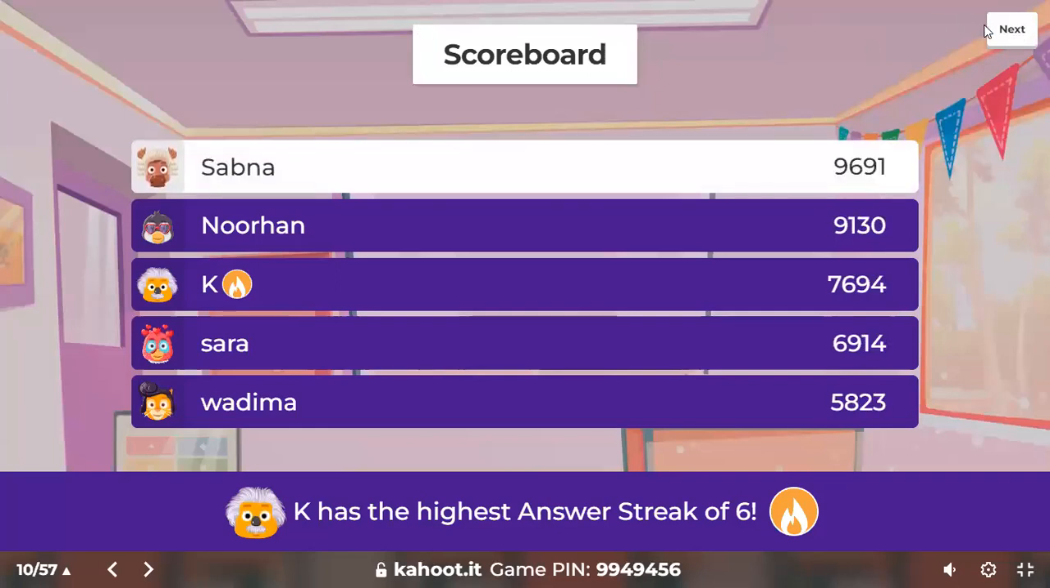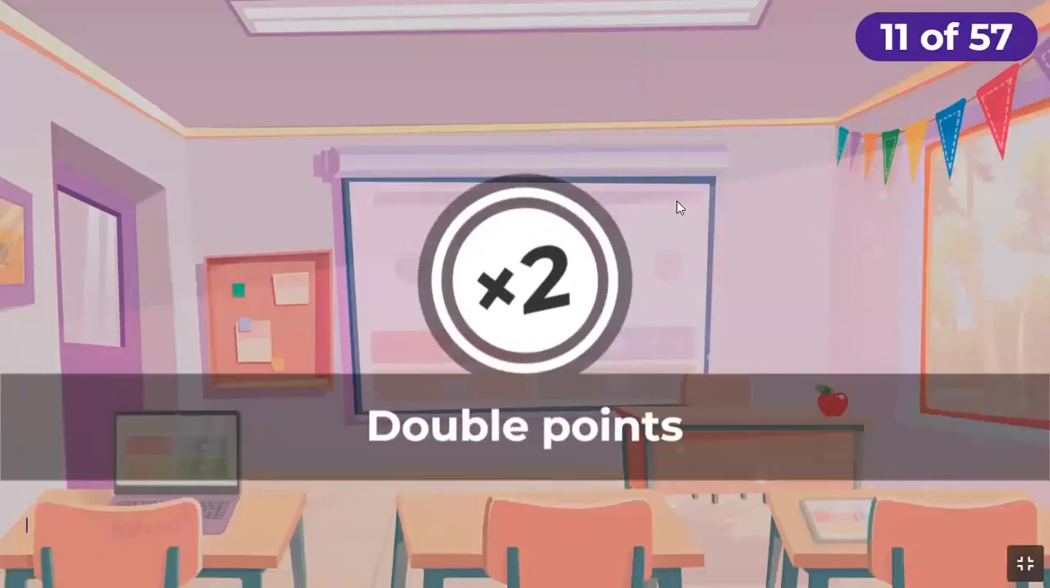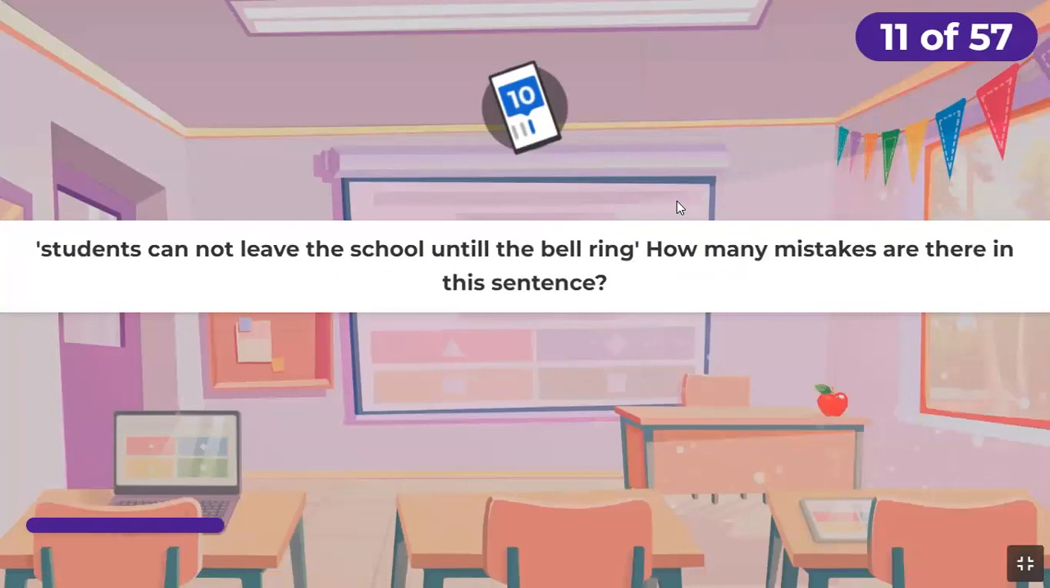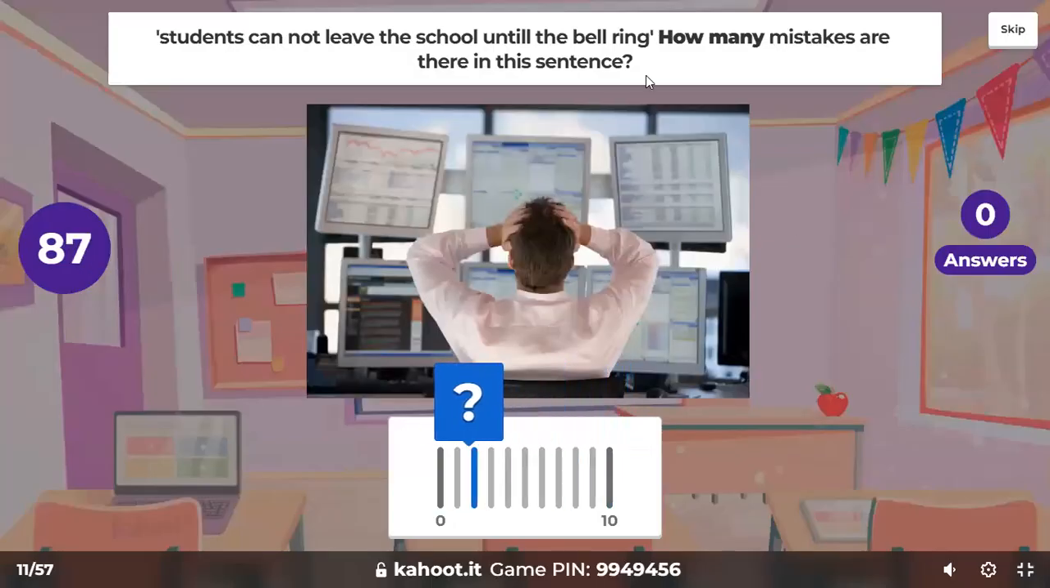Okay, now Sabna, very good. Now here I have a sentence. Now this is the sentence, guys. Students can not leave the school until the bell rings. How many mistakes are there in the sentence? شوفوا, I have given you one minute and a half. أعطيتكم دقيقة ونص. Think carefully.